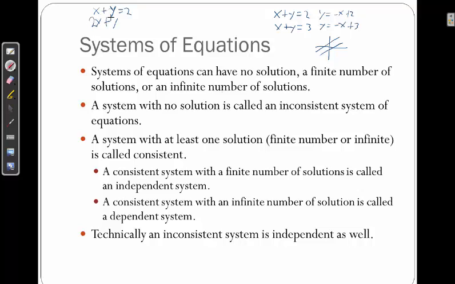Like 2x plus 2y equal 4. Well, if they're the same exact graph, then they're going to intersect in an infinite number of places, because they're going to intersect at every single point. So there's an infinite number of solutions.